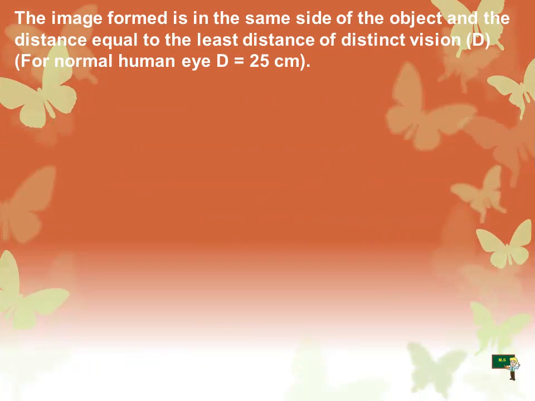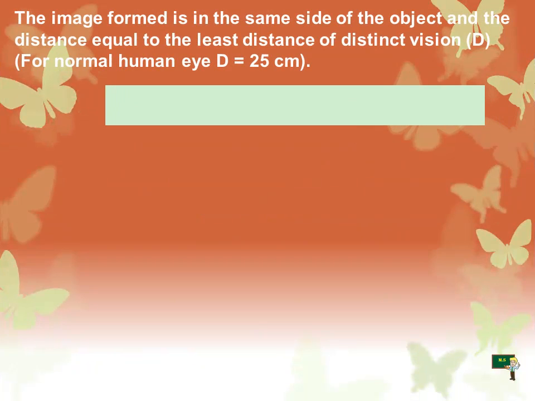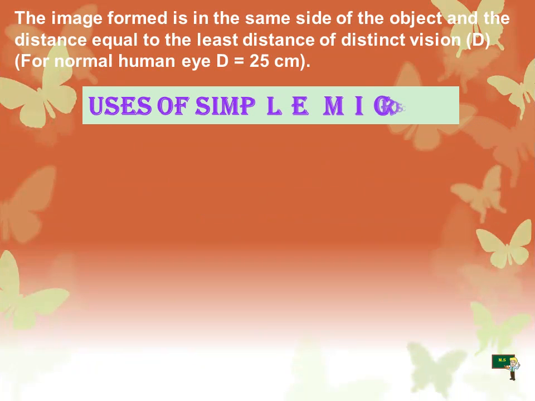The imaged form is on the same side of the object, at a distance equal to the least distance of distinct vision, D. For the normal human eye, D is equal to 25 centimeters. The simple microscopes are low cost, ranging normally from $150 to $1,500, and easy to use. Image quality may not be the best.